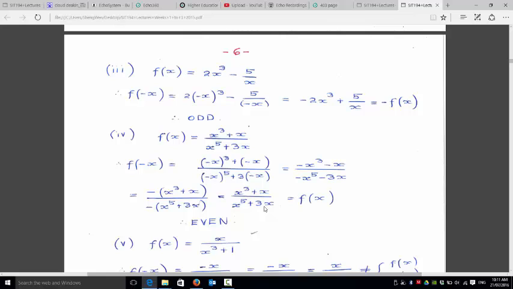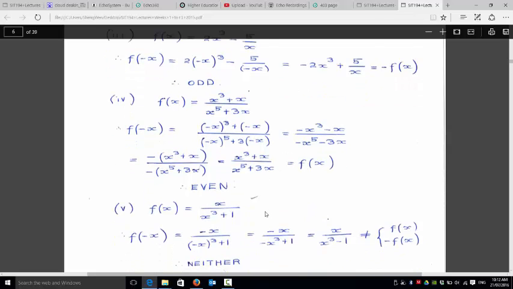We just check f(-x), and we can find that f(-x) is equal to f(x). You can have a try by yourself and see whether f(-x) is equal to f(x). Here, my answer is, because f(-x) is equal to f(x), this is an even function.